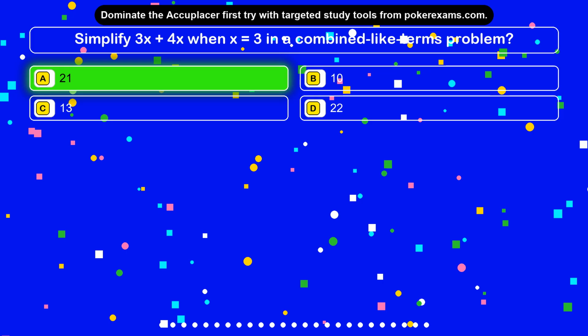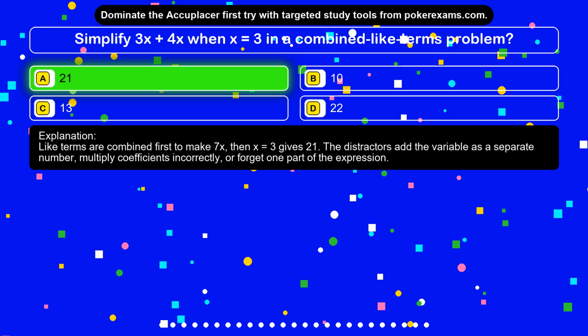The correct answer is option A, 21. Like terms are combined first to make 7x, then x equals 3 gives 21. The distractors add the variable as a separate number, multiply coefficients incorrectly, or forget one part of the expression.